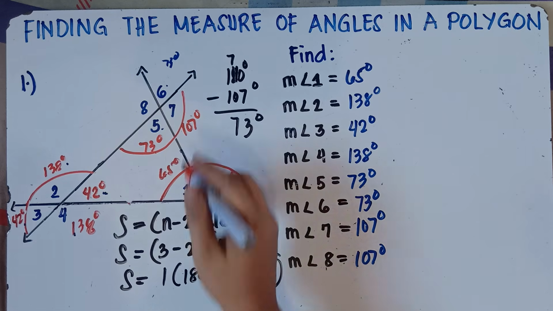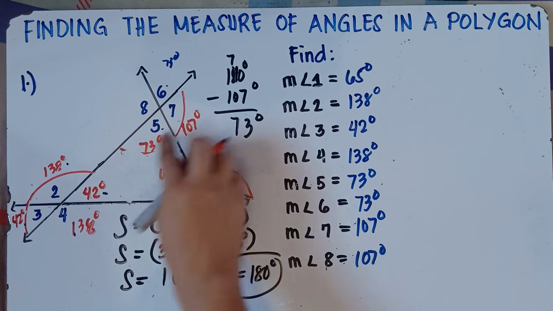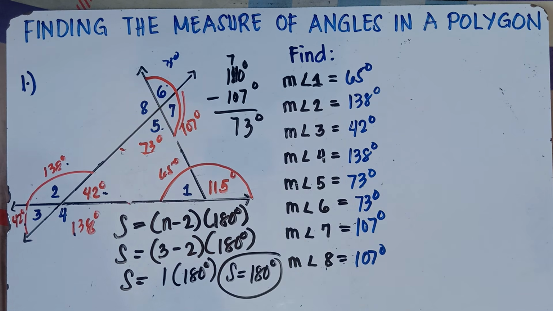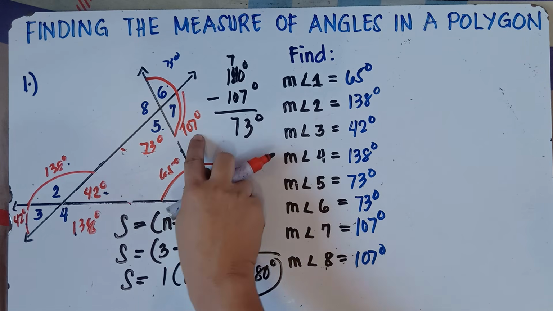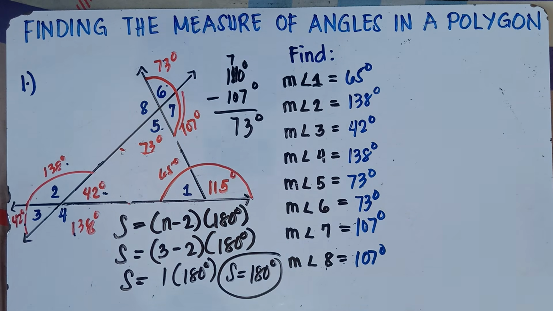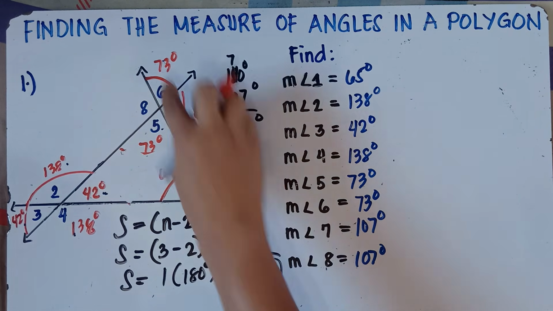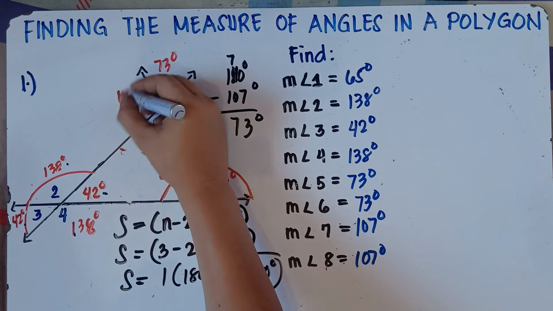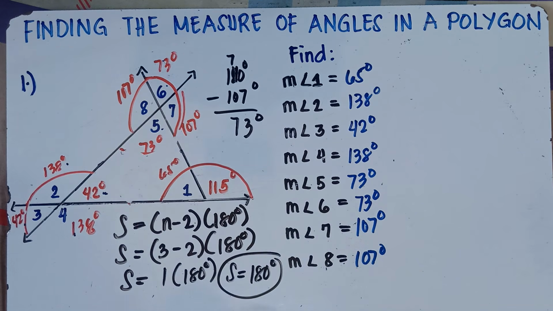Once again, if you forget vertical angles, angle 7 plus angle 6, straight angle, it should be equal to 180 degrees. So that would be 107 plus 73 for angle 6, that would be 180 degrees. And 73 plus, once again, straight angle, 73 plus 107, that would be 180 degrees. Or recall, class, vertical angles to check your answer. All set, class, for number 1.